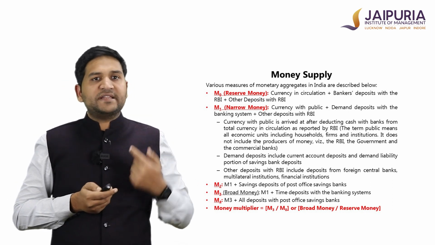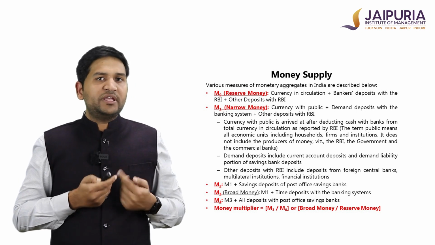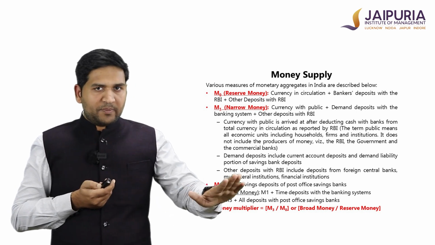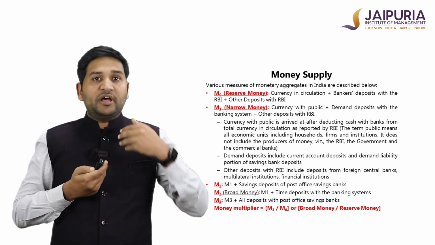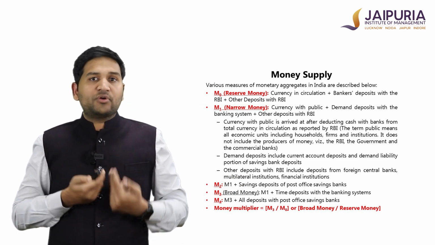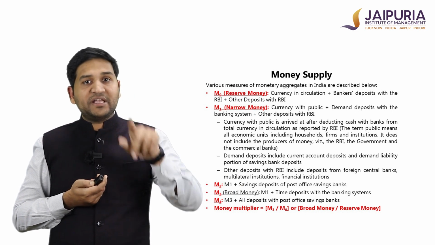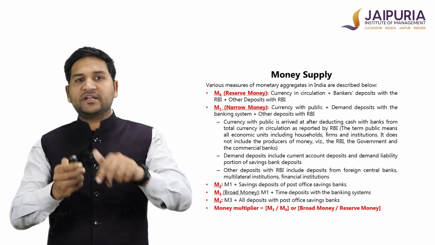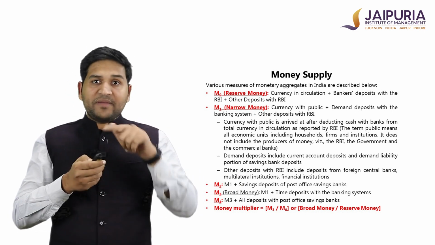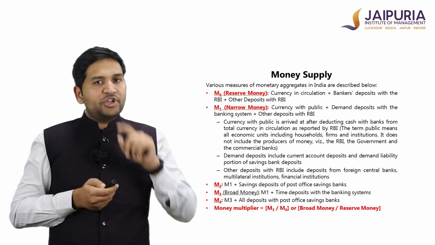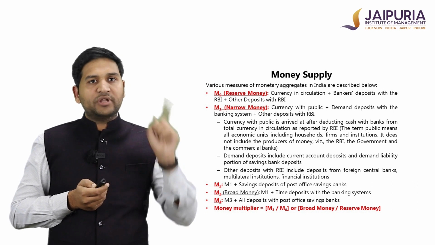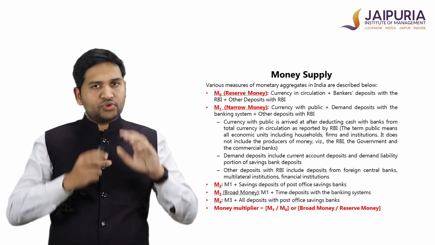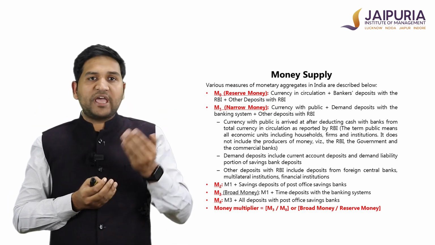Now M1 is narrow money, that includes currency with public, which can be easily calculated by RBI by deducting cash with banks from the total currency in circulation, plus demand deposit with the banking system. Now you know what is demand deposit, saving account and current account, and other deposit with RBI. So these three constitute M1.